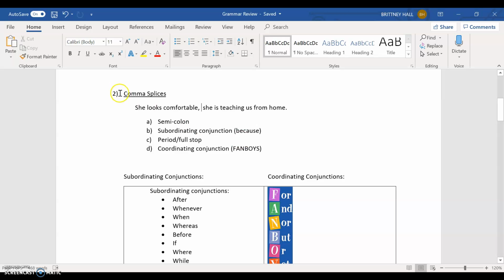So I'm just going to go back to leaving it as its normal error, a comma splice. She looks comfortable, comma, she is teaching us from home. There we go. Let's leave it there as the model of what not to do, okay? And then here you have the options of what you could do instead. So moving on.